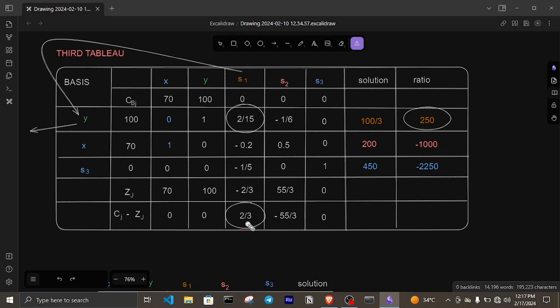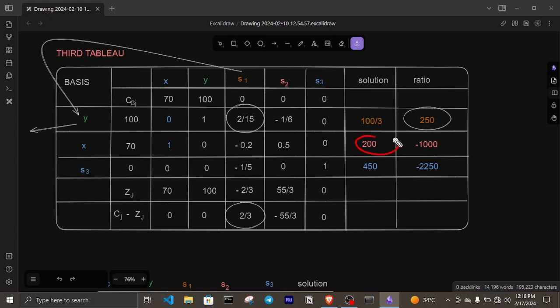Now the next thing to do is to find our key row. Now how do we find our key row? To find our key row, we are going to go to the solution side and take the value at the solution side divided by its corresponding value on the key column. So you're going to take 100 on 3 divided by 2 on 15. That will give us 250 as a ratio.